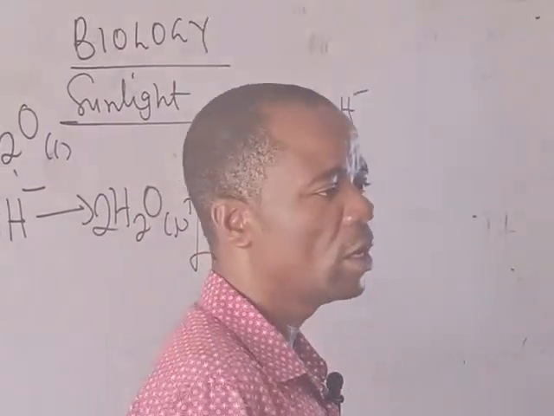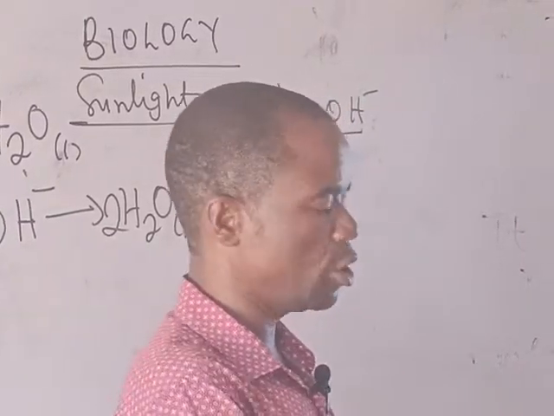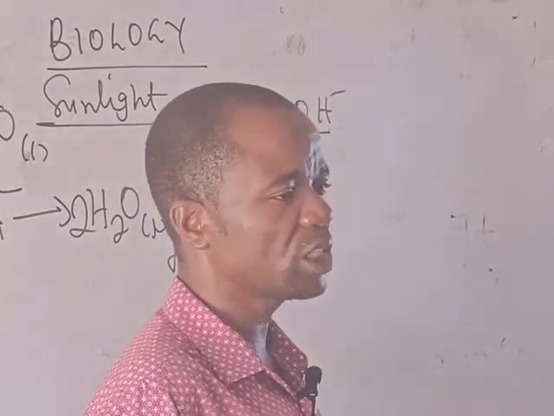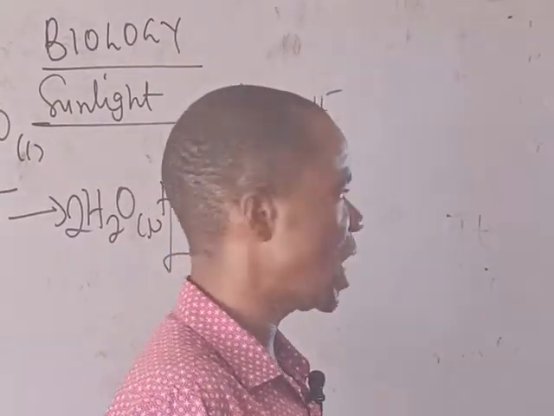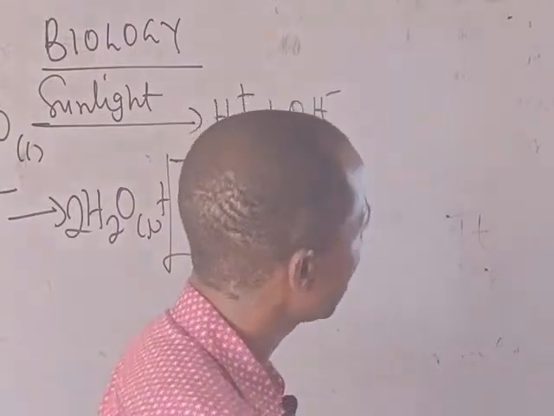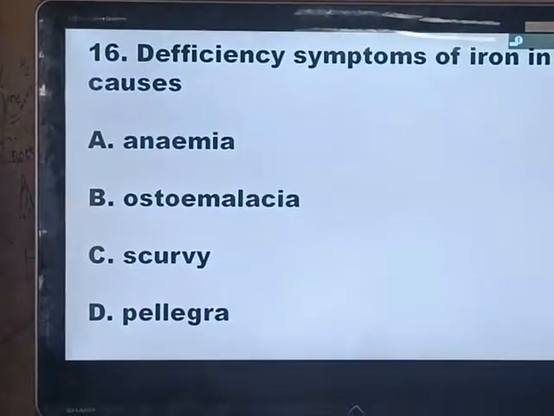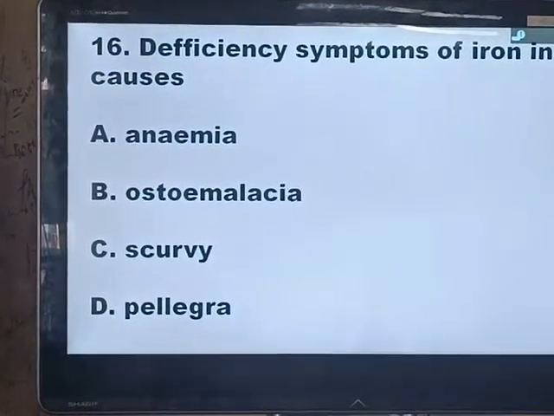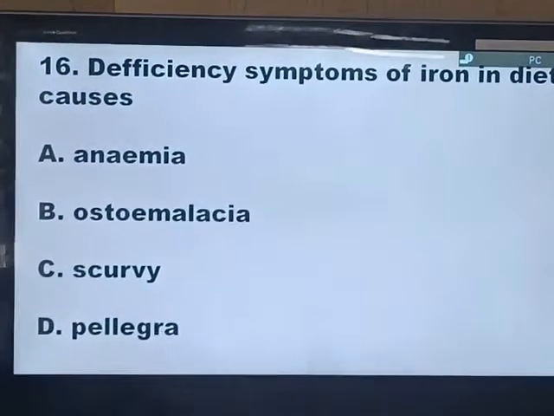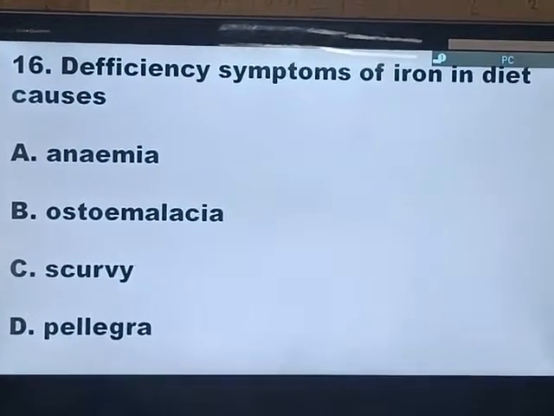For example, iron is a component of hemoglobin, isn't it? And we know that hemoglobin helps in the transportation of oxygen in the body. So if iron is deficient in the diet, we would naturally expect that it can cause anemia. So the correct answer for number 16 is anemia. Now, if you take a look at option B, that's osteomalacia. Osteomalacia is one of the deficiencies of the mineral calcium. When calcium is deficient in the diet, it can cause rickets in children. It can cause osteomalacia in adults.